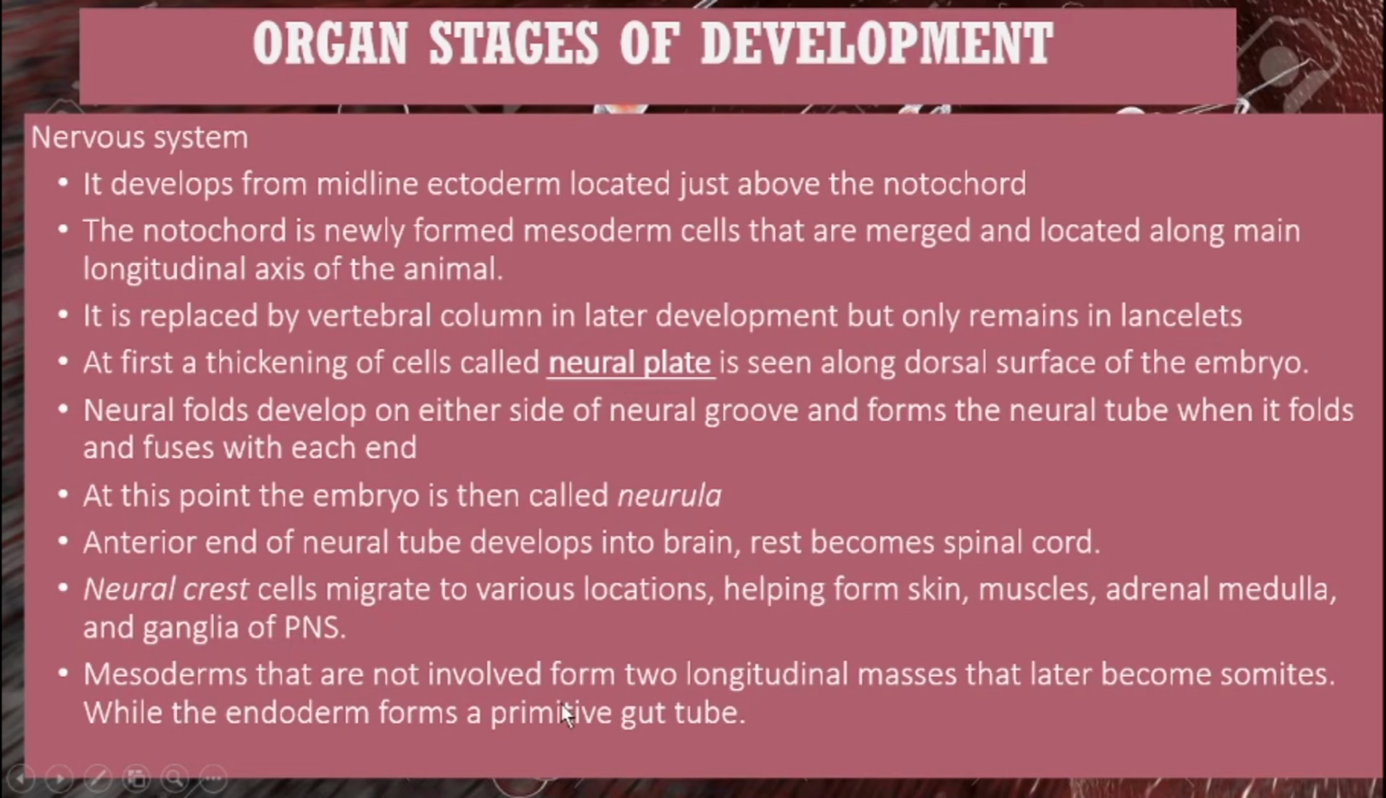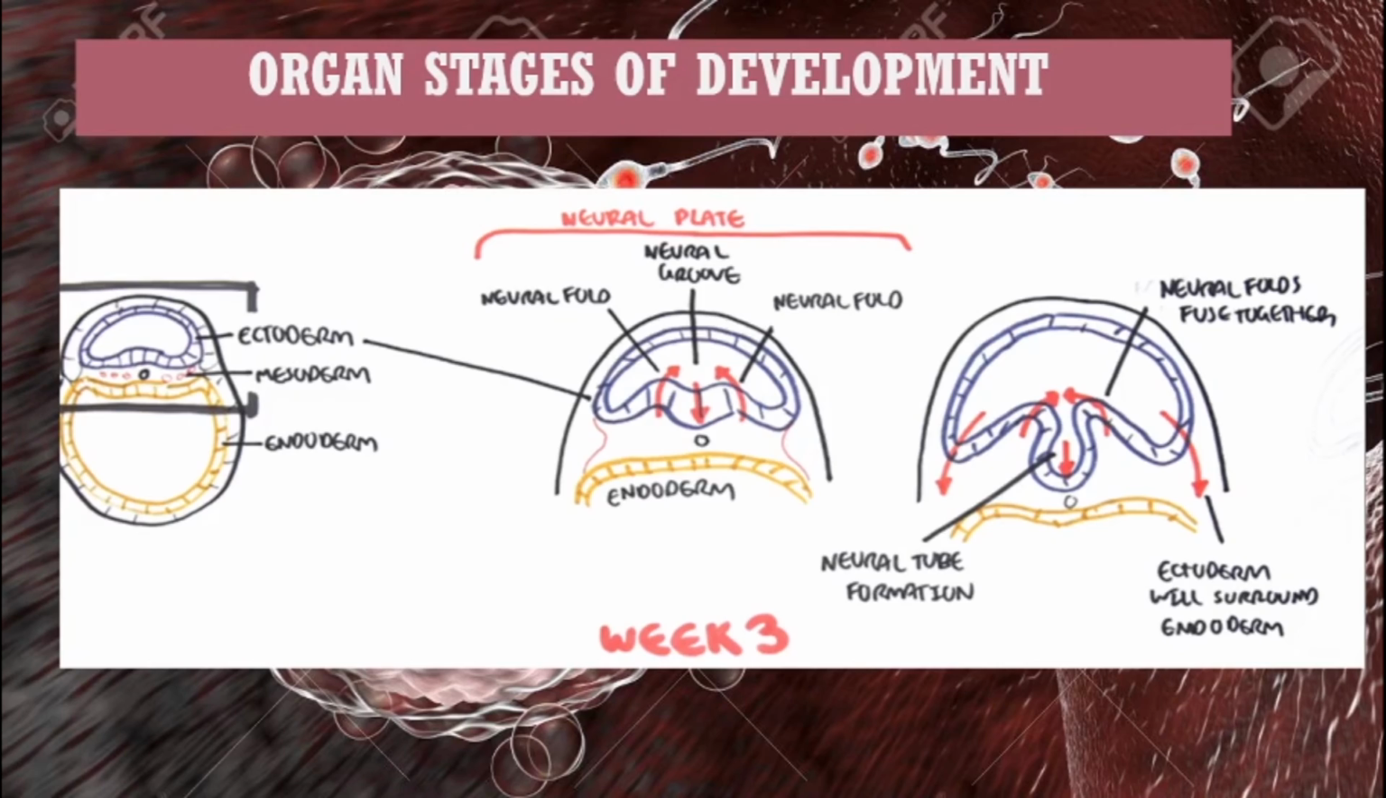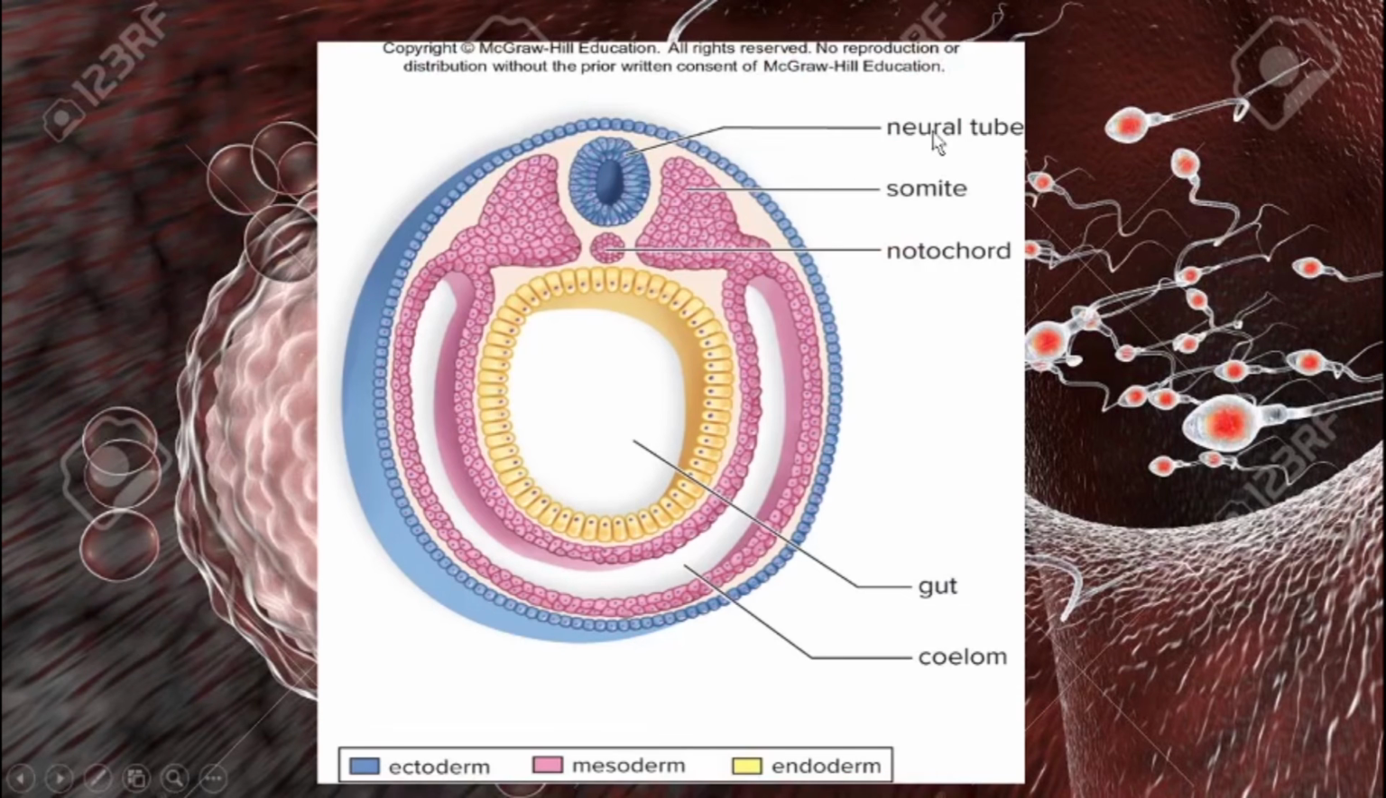And the mesoderms that are not involved form two longitudinal masses that later become somites, while the endoderm forms a primitive gut tube. And as you can see here, these somites are actually the end result of the expanding of the mesoderm. It will form two longitudinal masses that have these cavities which are called coeloms. What this cavity does is it actually forms into the main body cavities such as the thoracic cavity and the abdominal cavity.